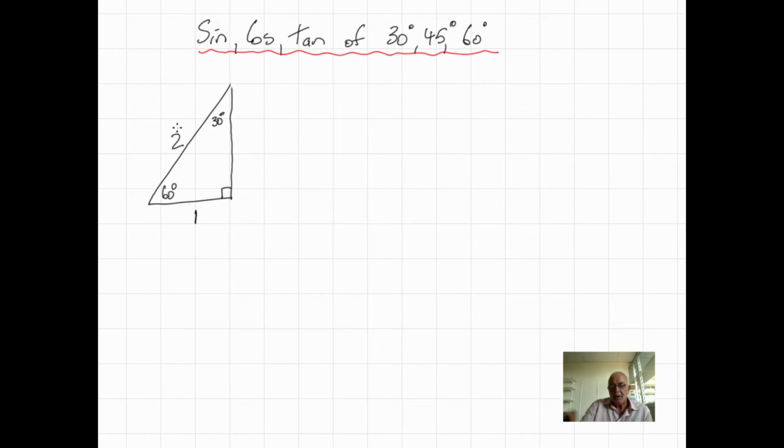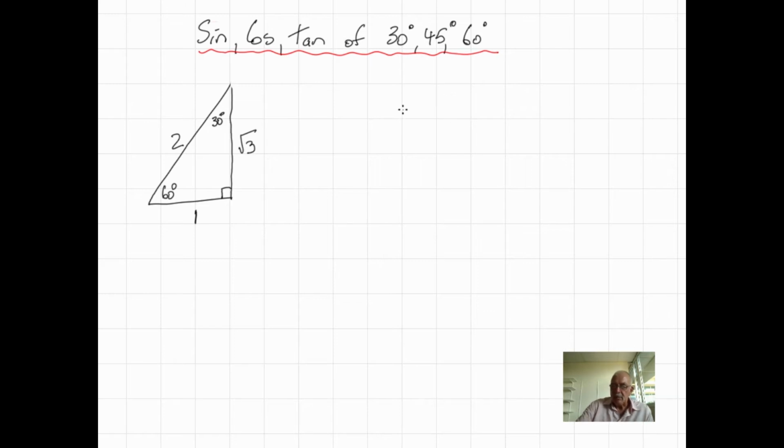So we've got 1, 2, and using Pythagoras, you know that this squared plus that squared equals that squared. You can play around with Pythagoras and find that that's equal to the square root of 3. Now, just by memorising that triangle, and that is one that you do need to remember, you can work out sine, cos and tan of 60 degrees and 30 degrees. I'll do that in a minute and put it in a table.